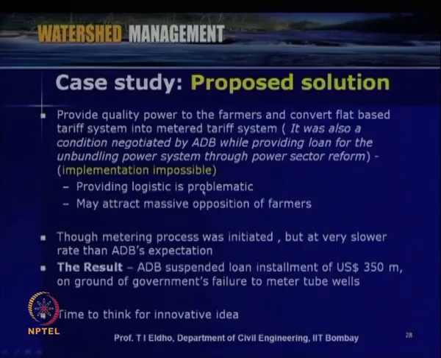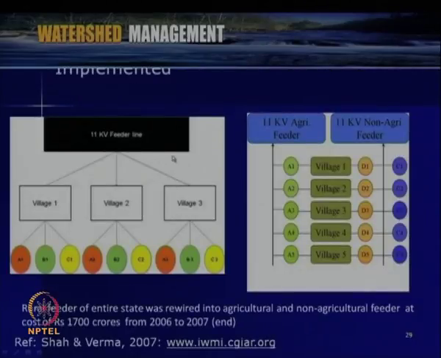So, providing logistics is always problematic when implementing this scheme, and it may attract massive opposition from farmers. Though the metering process was initiated, it proceeded at a much slower rate than ADB's expectation. The result was that the Asian Development Bank suspended loan installments to the state governments. Then the scheme was implemented.